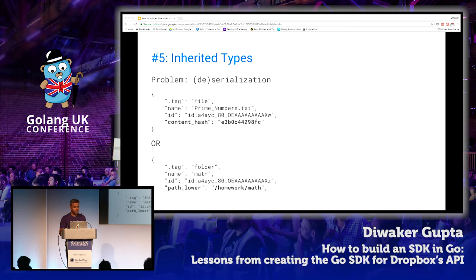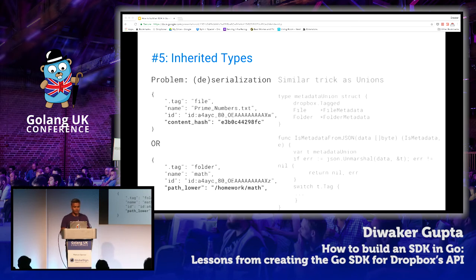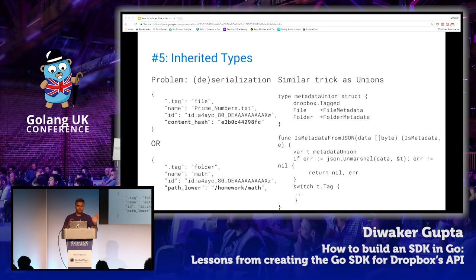Again, we can use a trick similar to how we handle unions. In this case, what we would do is define a temporary structure that maps all of the subtypes to a tagged union, where each field of the union is a subtype that we are expecting.